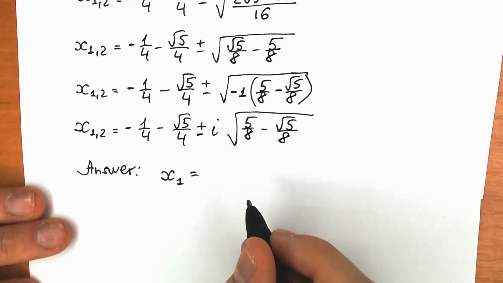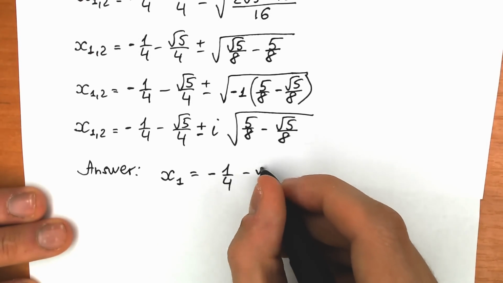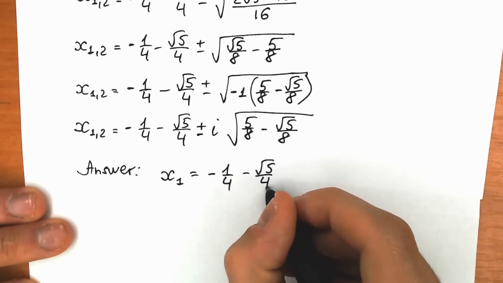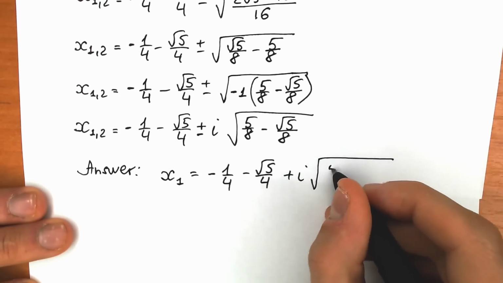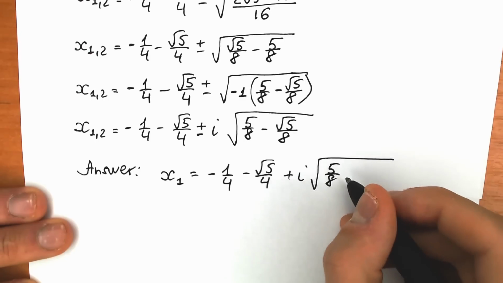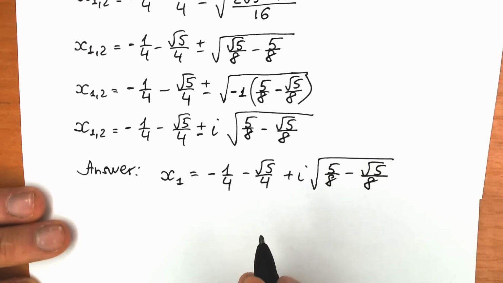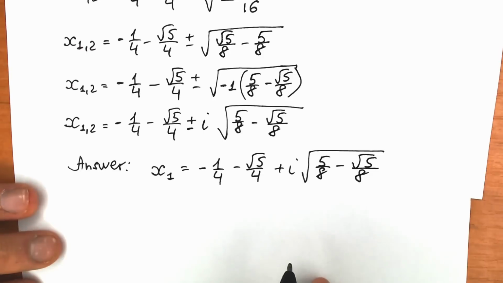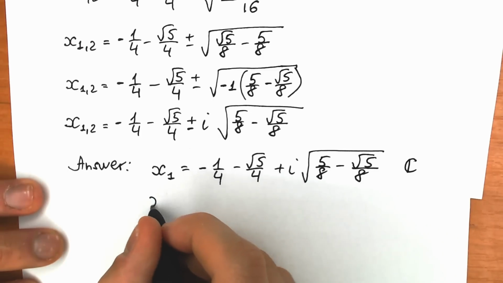x first is equal to -1/4 minus √5/4, plus i, the complex unit, times √5/8 minus √5/8. This is our x first for this question, and this is our complex solution.